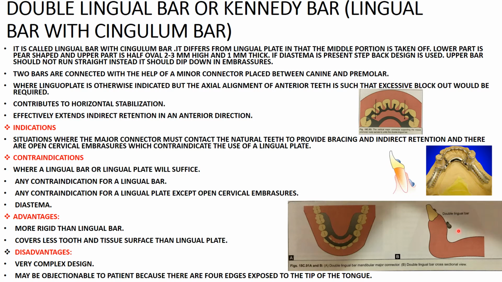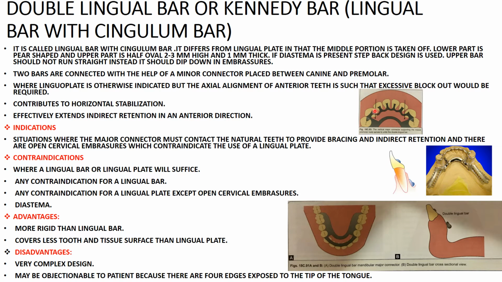Now it is double lingual, so there are two bars present. The lower one is half pear shaped, and the upper one is half oval, and the measurement is 2 to 3 mm high and 1 mm thick. In cases where a diastema is present, again you can do this step-back design. Then the upper bar should not run straight; instead it should dip down in the embrasure, like the same we have seen for the last cases.